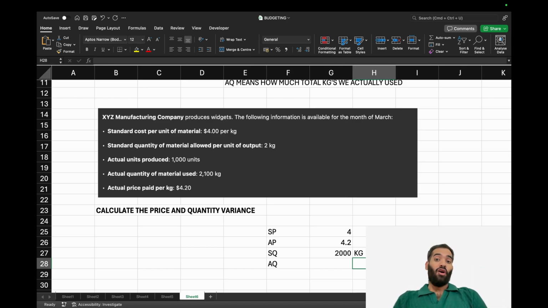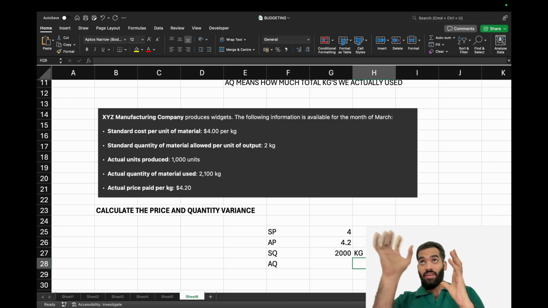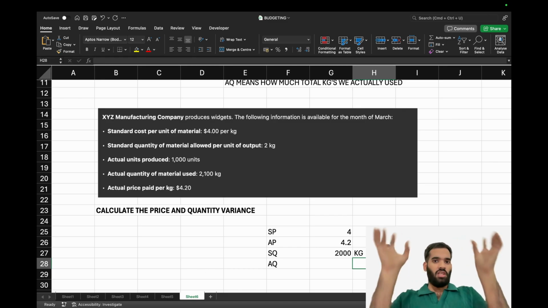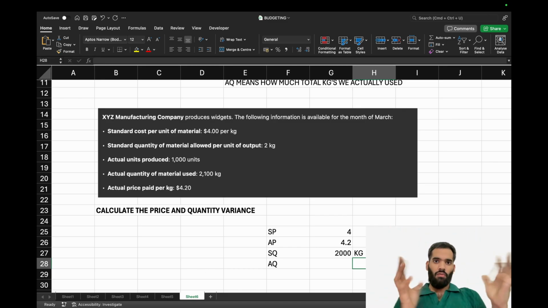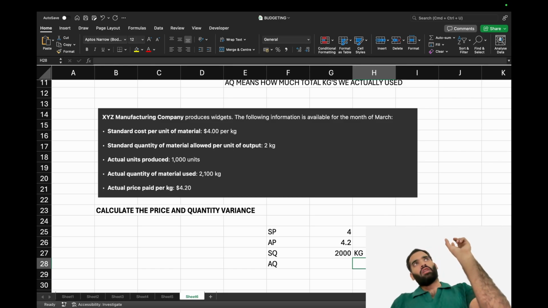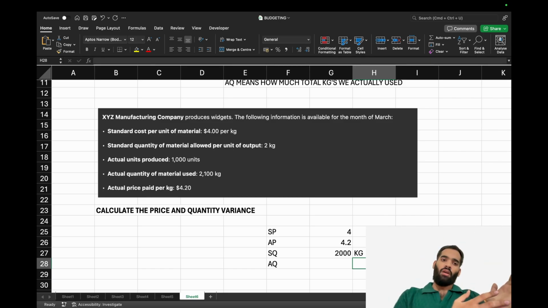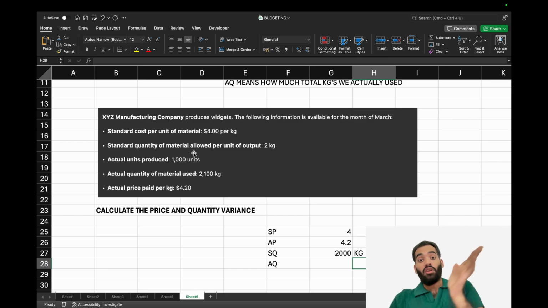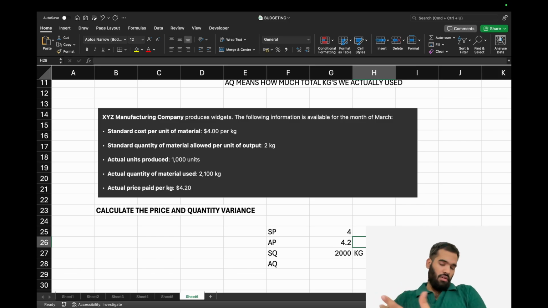So I hope you saw why it's very important to know what quantity means and what price means, because your teacher can give you many different formats of how everything looks. So you cannot just trust the name. If you notice here, it says standard quantity, but it's not the standard quantity. This is standard quantity per unit of output. And we know we don't need that. We need the standard quantity where we have the total kilograms, or pounds in a pound question, used.